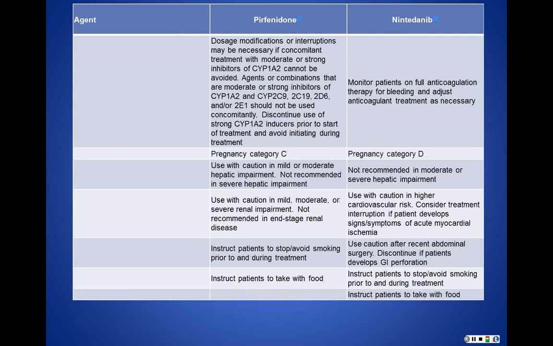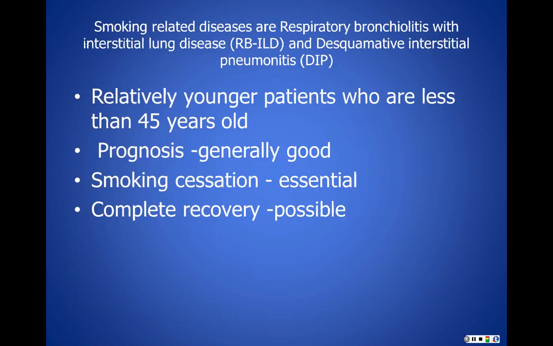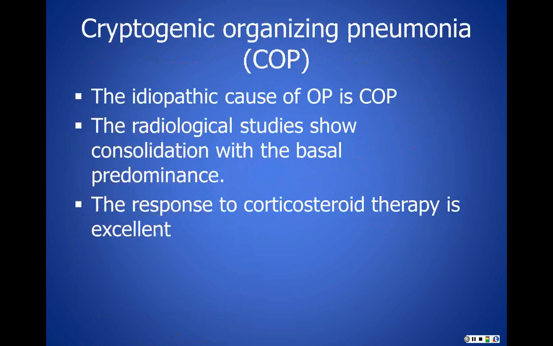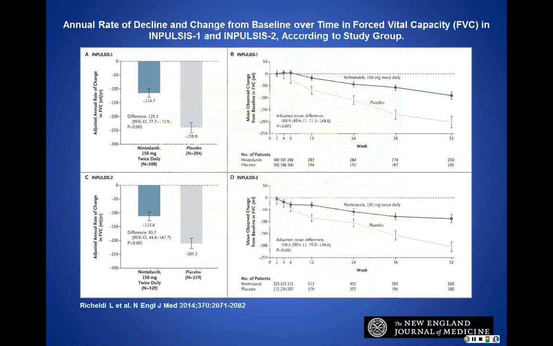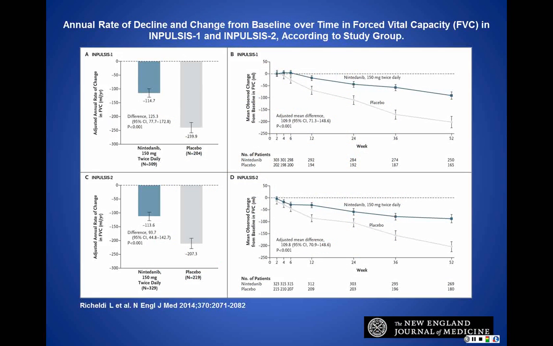No, I have the data at the end. As I said, I have a lot of extra supply for fellows here, and I kept the data at the end. I'll show it in a little bit. See, these are the data. The annual rate of decline. If you compare nintedanib to placebo, it did decrease the rate of decline of FVC.